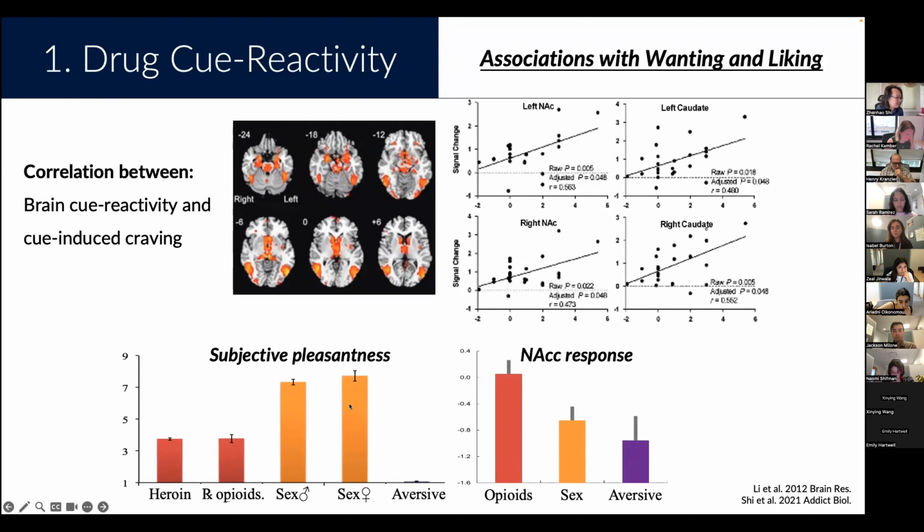They like the sexual pictures. They like the naturally rewarding pictures more compared to the drug-related pictures, followed by the naturally aversive pictures. But when you look at their brain response, they actually have the highest brain response to drug-related cues compared to the naturally rewarding and aversive cues. Which means that a higher cue reactivity does not necessarily mean they really like this kind of stimulus.